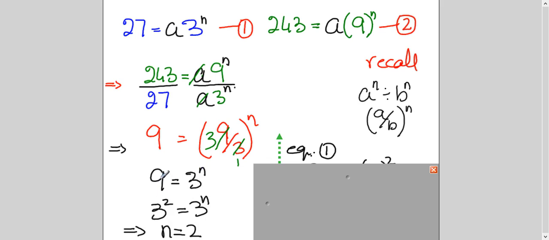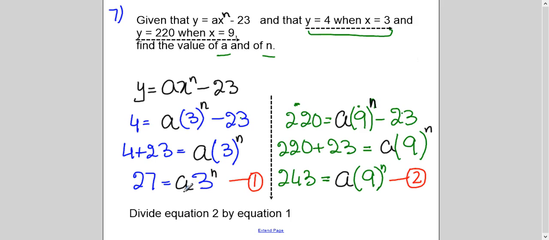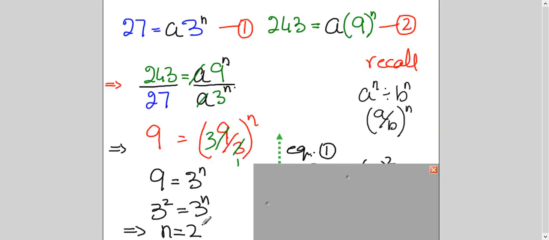So now I know 9 can be written as 3 square. Bases are same. Equate the powers. You got the value of n. What was your target? Don't forget your initial target. Initial target was to find the value of A and n. So I have found n. Now I have to find A.